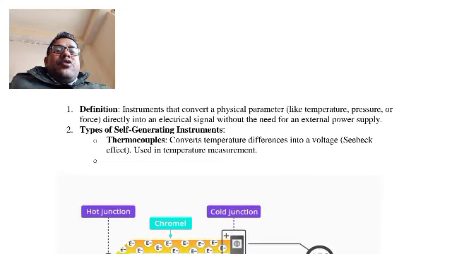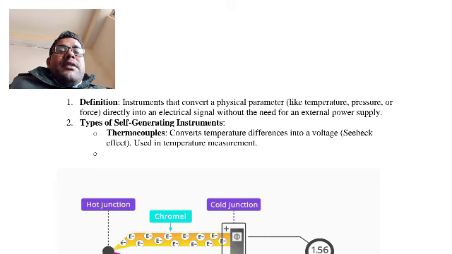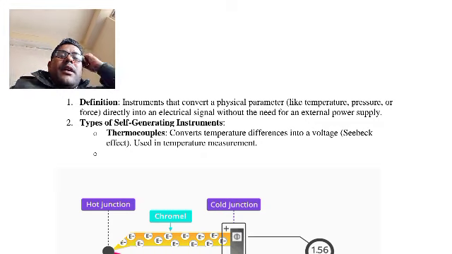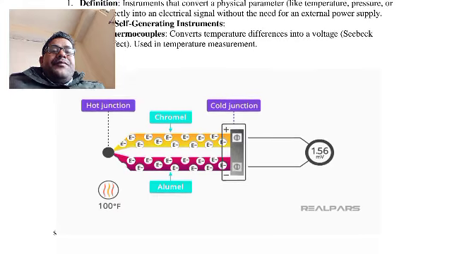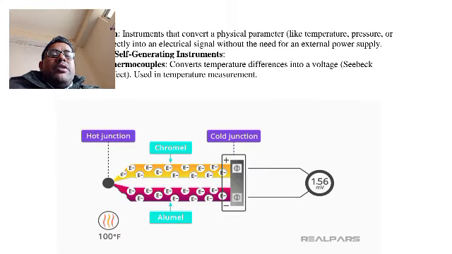Types of self-generating instrument. First, the thermocouple. A thermocouple converts the temperature difference into voltage, so it is used in temperature measurement. A thermocouple has two junctions: first a hot junction, second a cold junction. For this we have to use different metals, and here we can take the voltage.